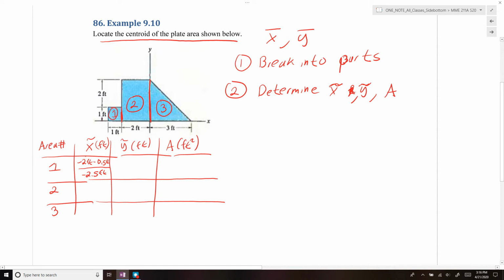Alright, so for y tilde, it's just a rectangle that's 2 feet by 3 feet. For area 1, it's just 1 foot tall. The square is 1 foot from the x-axis, so y tilde would just be equal to half of the height, or 0.5 feet. And then for the area, it would just be equal to 1 foot times 1 foot, which would just be equal to 1 foot squared.